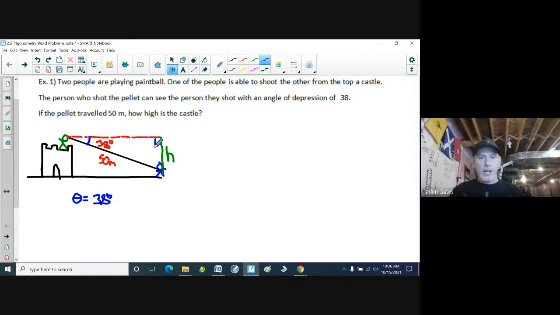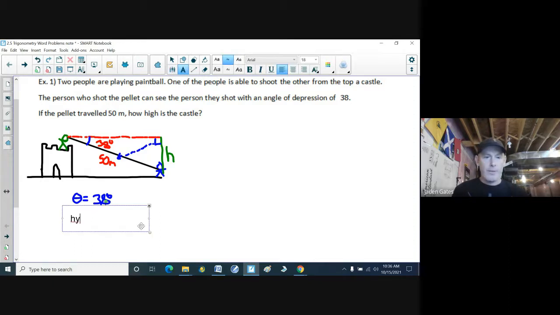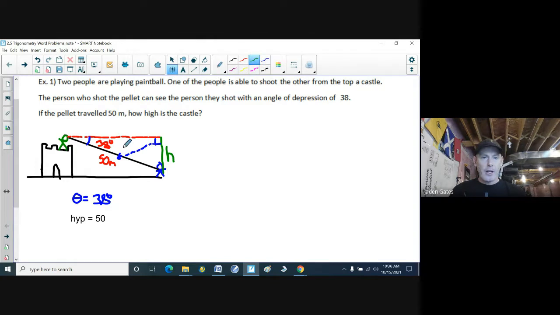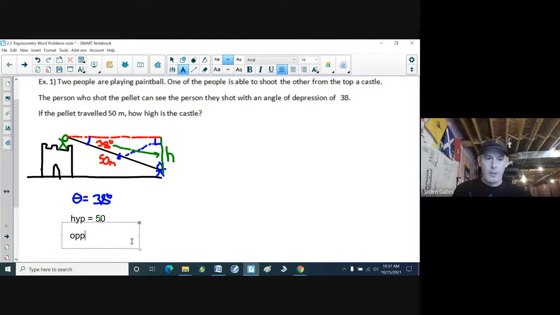All right, now, again, the side I always look for first is across from that right angle, which is our hypotenuse, and I have it. It is 50. So I got my hypotenuse there. It's equal to 50. Then I have across from my angle, I have an H. So across from the angle I'm looking from, that is my opposite side. All right, so now I've written down my given information.